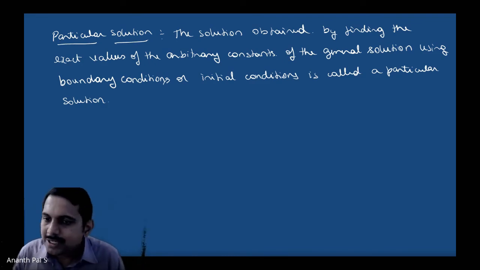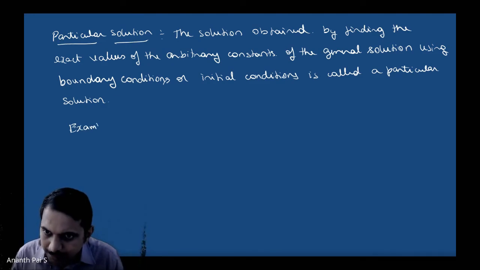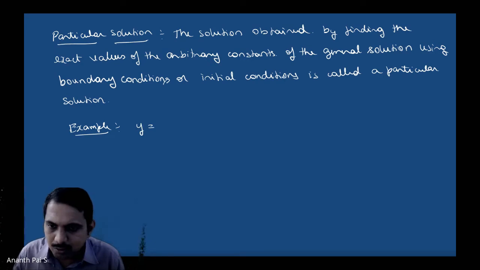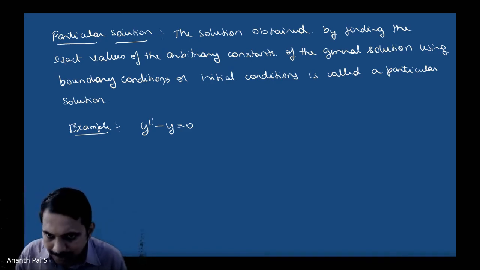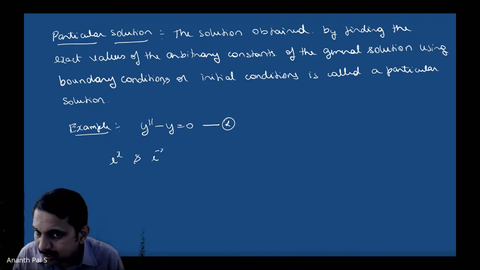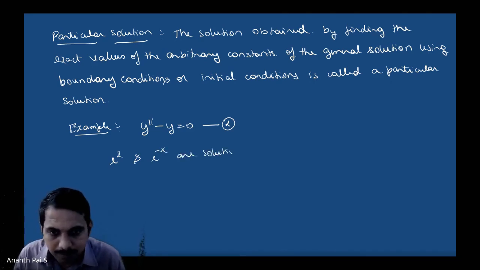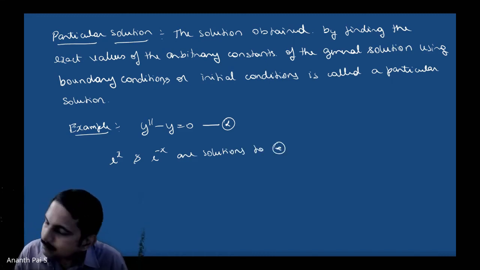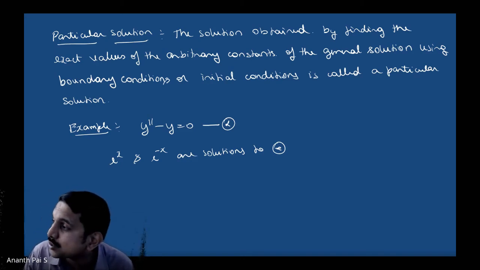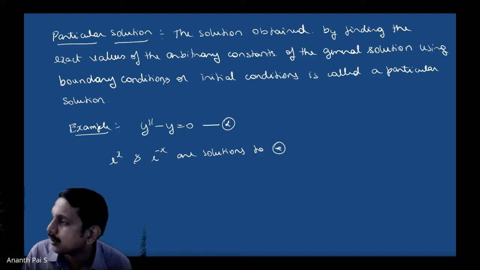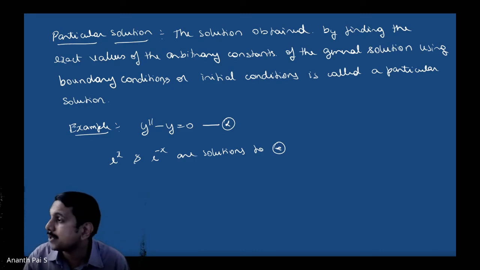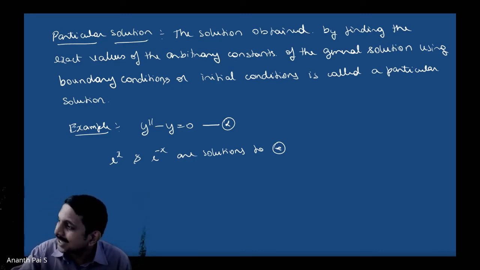Now let us see an example. For example, we had taken y double dash minus y dash y is equal to 0. This was the example we took. Let us say this is star. We said that e power x and e power minus x are solutions to star. Correct? Now we have to check whether it forms a basis solution or not. How do you check that? We check by seeing whether they are linearly independent or not. If they are linearly independent, they can form a basis solution. If they are linearly dependent, they cannot.